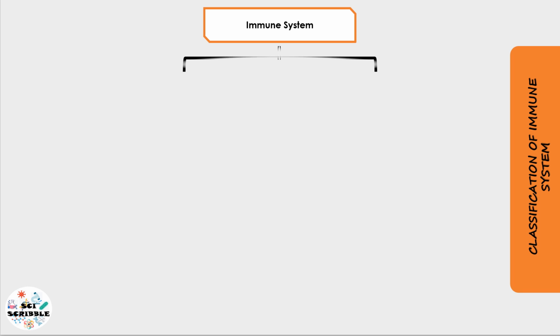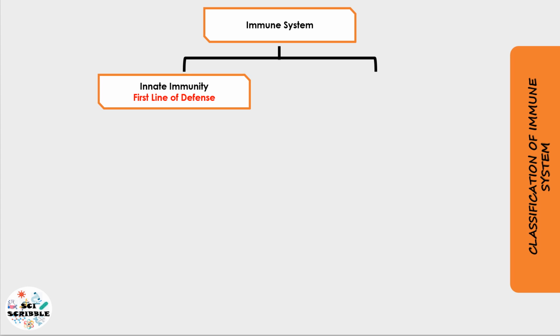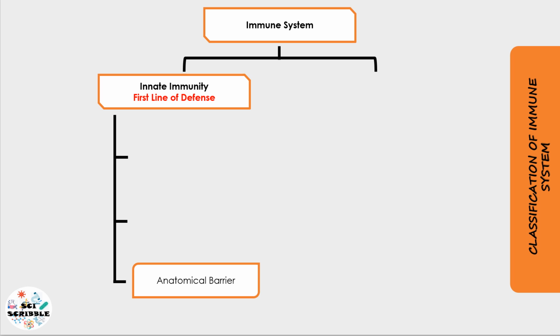Classification of immune system. The immune system uses two main strategies to eliminate any type of infectious factors from the body. One strategy is called innate immunity, which is the first line of defense of our body. The innate immunity contains three main components. Anatomical barrier is one of the main components of the innate immunity. It is a set of physical barriers that stands between the inside of the body and the outer world.